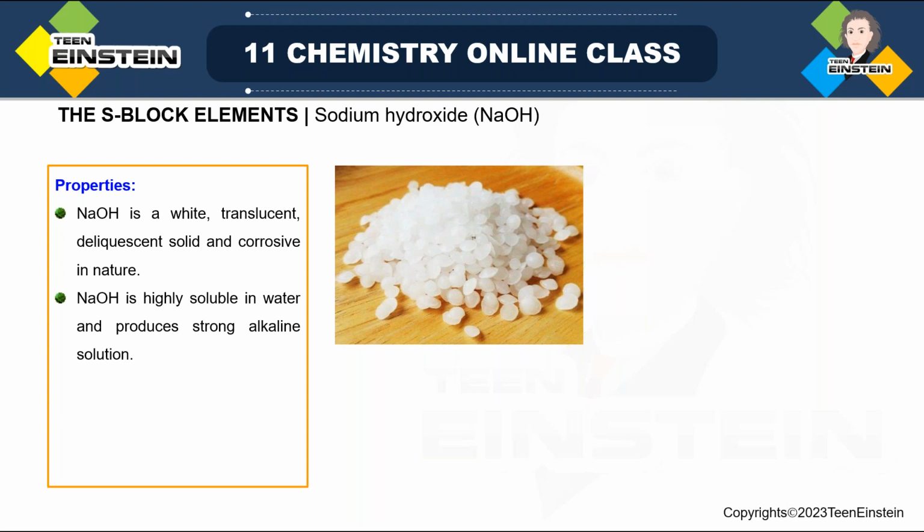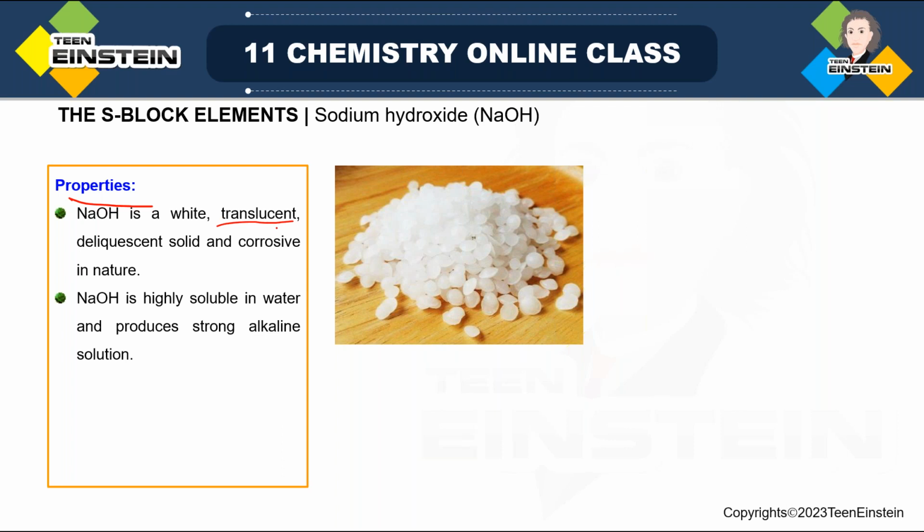So it looks like this as you are seeing here. If we talk about the properties, because the preparation part we have already finished, here we are focusing on the properties. So NaOH is white, as you can see here, translucent. Translucent means it is not completely transparent and not completely opaque. It is something in between.